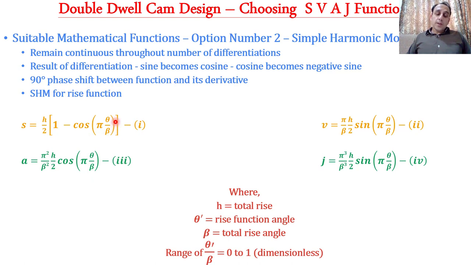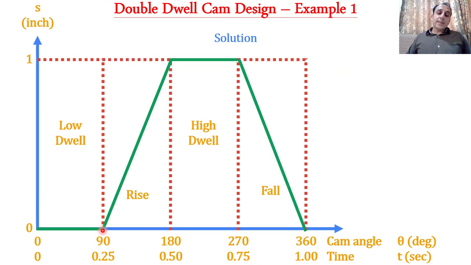So when we use the rise function, what will happen? This theta over beta term will change from 0 to 1. It means the range of this fraction is from 0 to 1. How is it possible? It means initially this theta will be 0 and beta is fixed. For the rise function, what was beta? We have the beta of 90, 90 degrees.